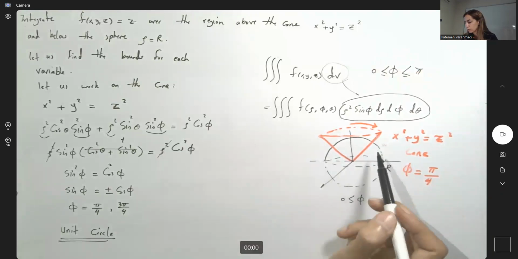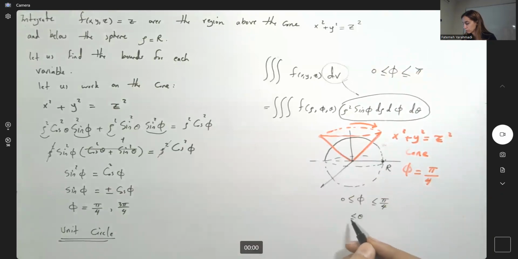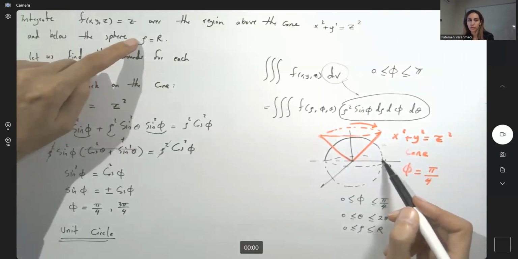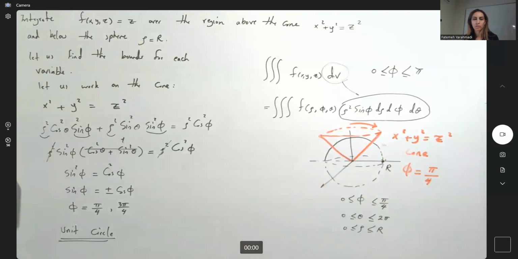What about theta? Theta has a complete rotation. Theta is bounded between 0 and 2 pi. What about your rho? Rho is bounded between 0 and the maximum value we can take is r, because of the definition of rho here. You just need to set up the integral and start computing this triple integral.